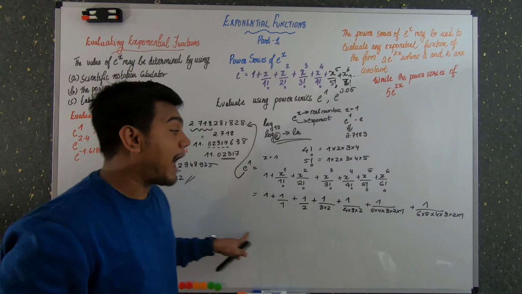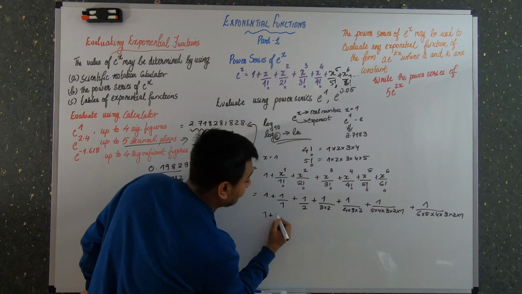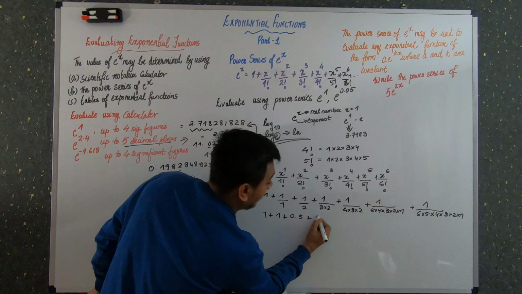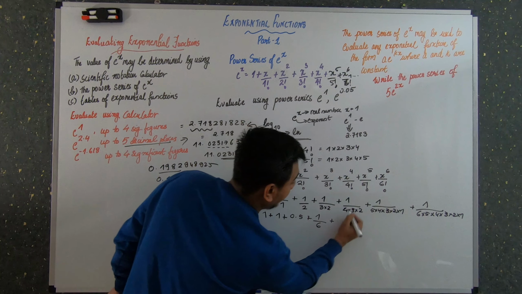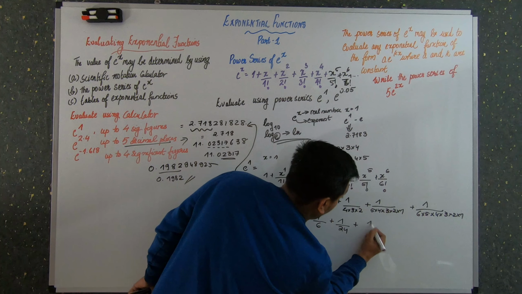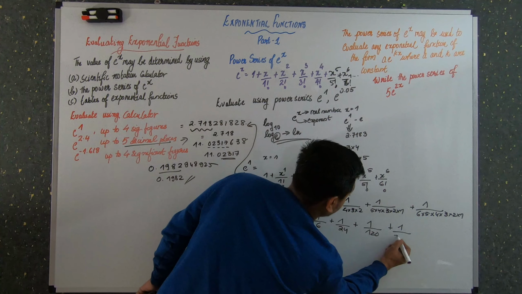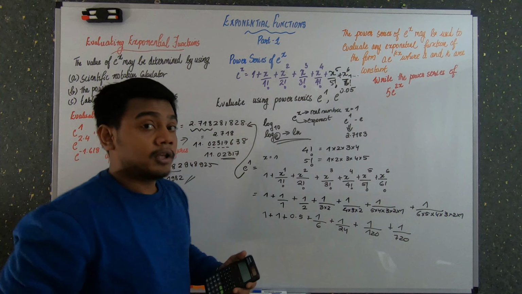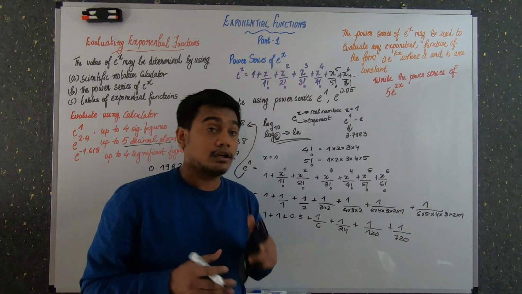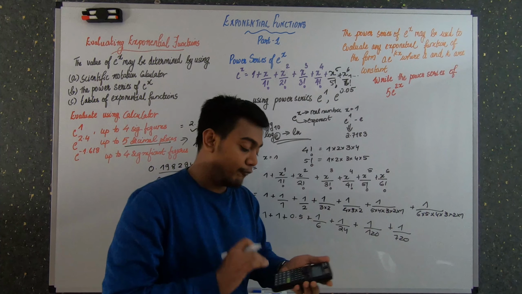Now we have to add all these together. So 1 is 1. I'm writing it again. 1 by 1 is again 1. 1 by 2 is 0.5. Again 1 by 3 into 2 is 6. Again here, 4 into 3 is 12, 12 into 2 is 24. Again 1 by 120. Again here, 1 by 120 into 6, 720. So I would highly recommend you have a scientific calculator to evaluate the values of the power series. Then it would be very helpful for you.